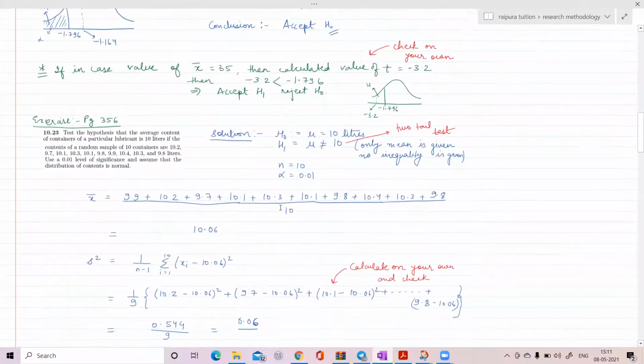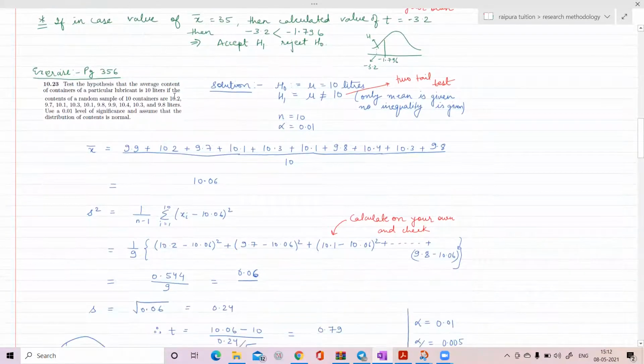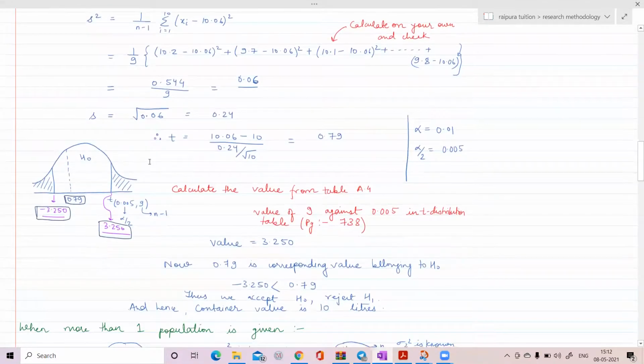So this is another example, which is an exercise on page number 356, 10.23. In this, various data was given. For this data, we calculated the mean value, we calculated the S square, and then we calculated S, and then we calculated the value of t. So the value of t came up to be 0.79.